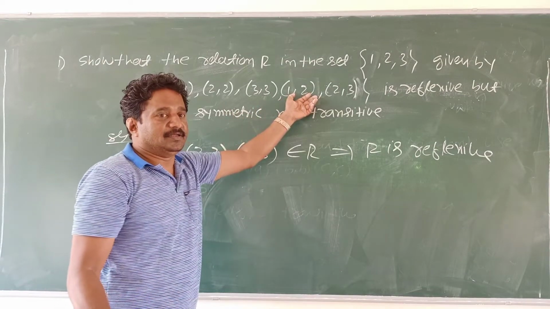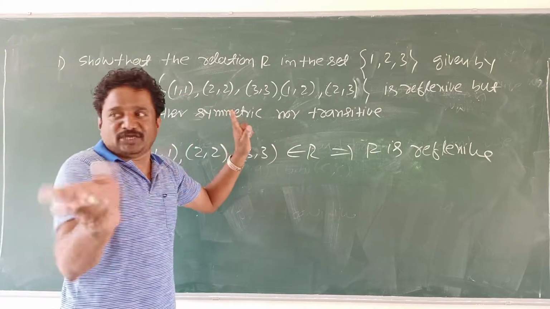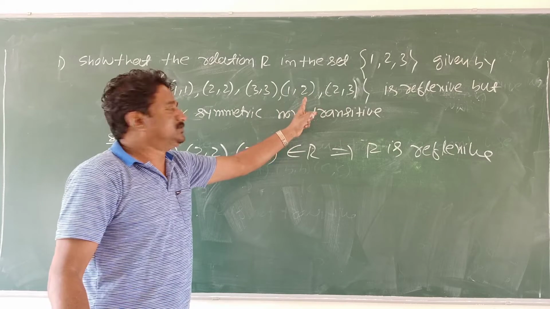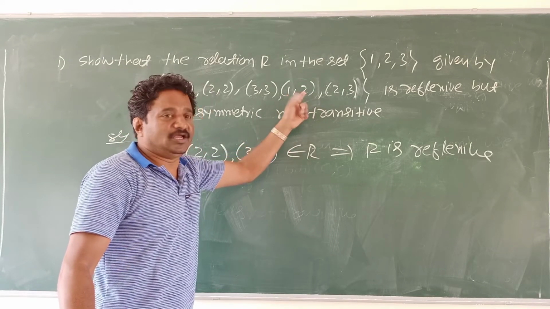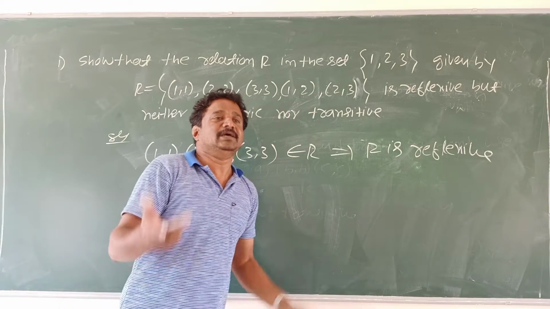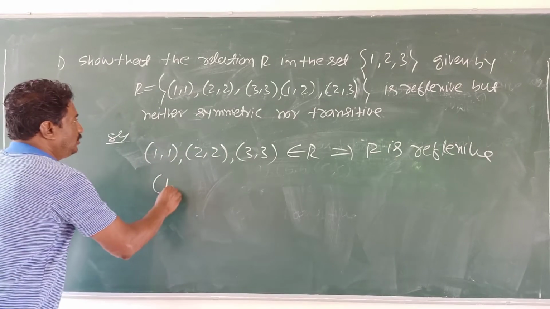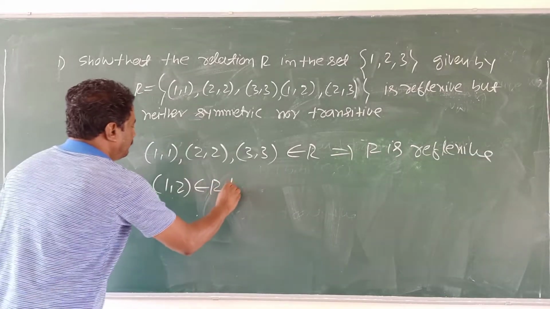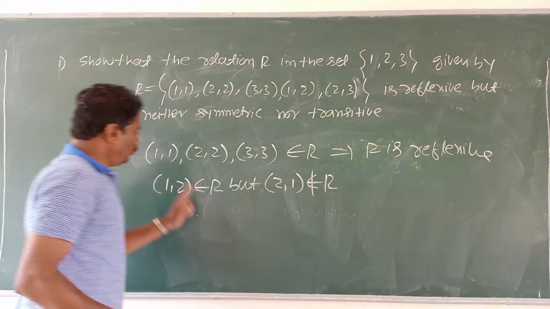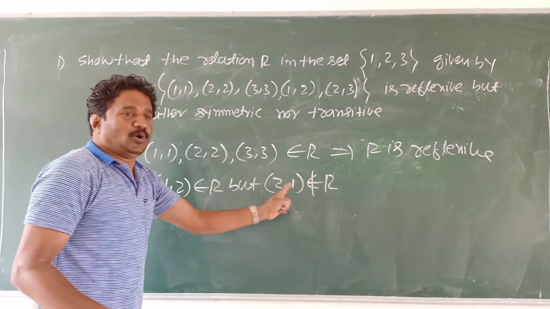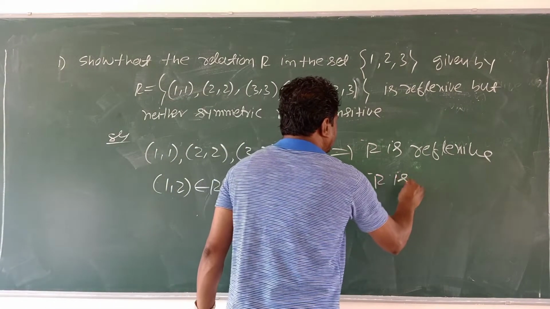Come here. Use these only for reflexive; don't use them for symmetric and transitive. Correct? Symmetric: AB present. Does it contain BA? No. (1,2) is there, (2,1) is not. Failed in one subject means completely failed. Symmetric or not symmetric? Not symmetric. So (1,2) belongs to R, but (2,1) does not belong to R. 1 and 2 are related, but 2 and 1 are not related. Therefore, that implies R is not symmetric.